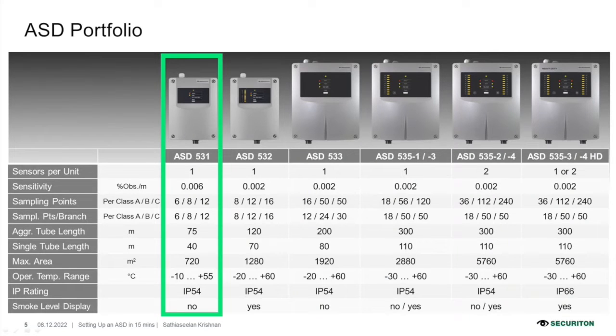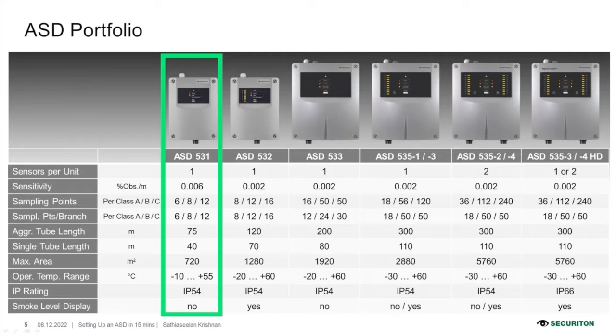In terms of sensitivity, it can go down to 0.006 OBS per meter, obscuration per meter. It is also capable of meeting EN54-20, whereby it passes class A, B, and C with a number of holes of 6, 8, and 12 respectively for A, B, and C. And in terms of branches, we can have branches according to the pipe calculation allowance. That also falls into class A, B, and C.